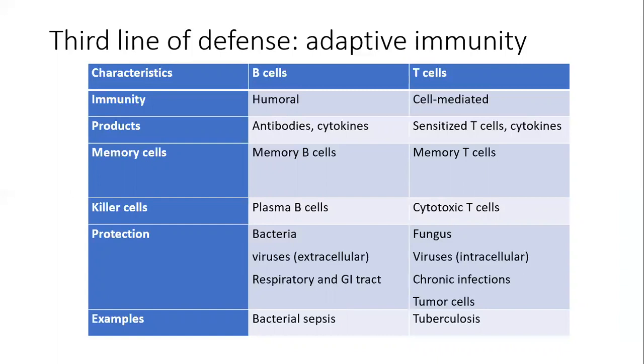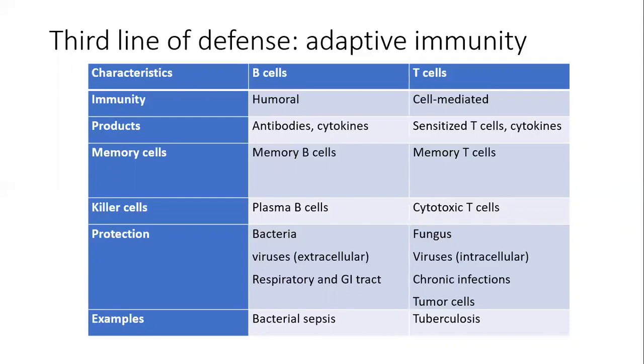So then we have T cells, which are a cell-mediated response. And the cell-mediated response works through sensitized T cells and cytokines. The holders of memory in the cell-mediated response are memory T cells. The killer cells are cytotoxic T cells. They protect against fungi, viruses, so they kind of work on things that are attacking within the cell, chronic infections, and tumor cells. So an example of a cell-mediated response would be tuberculosis.